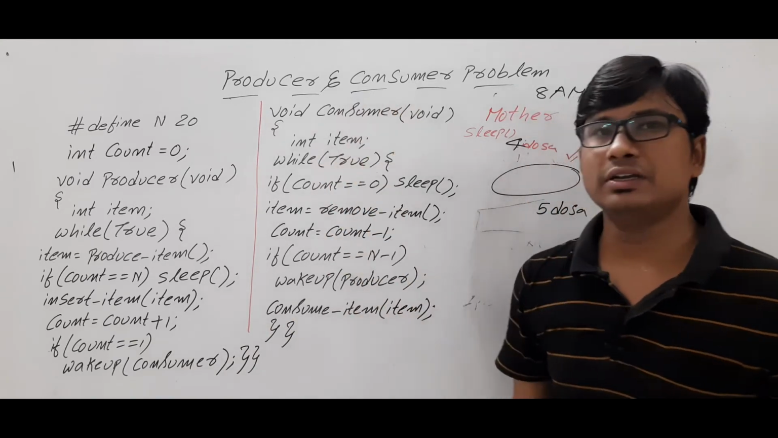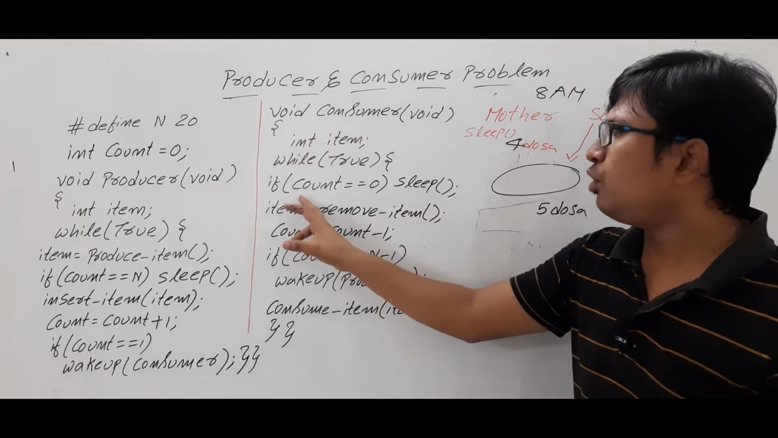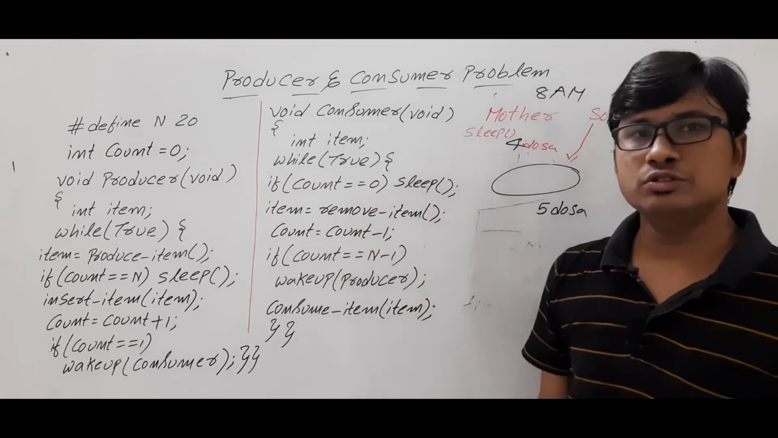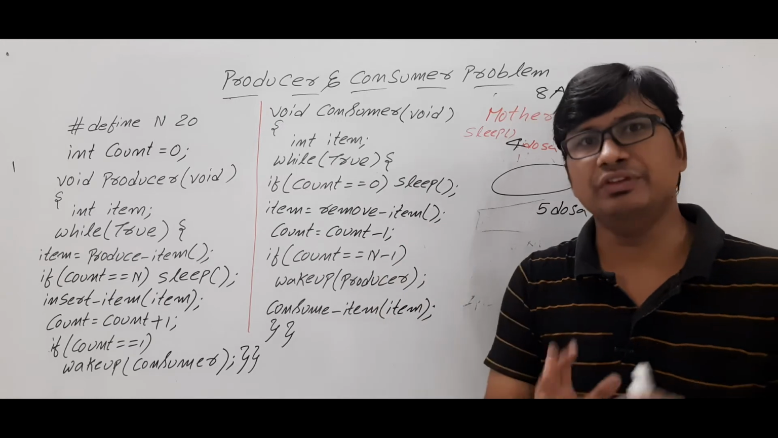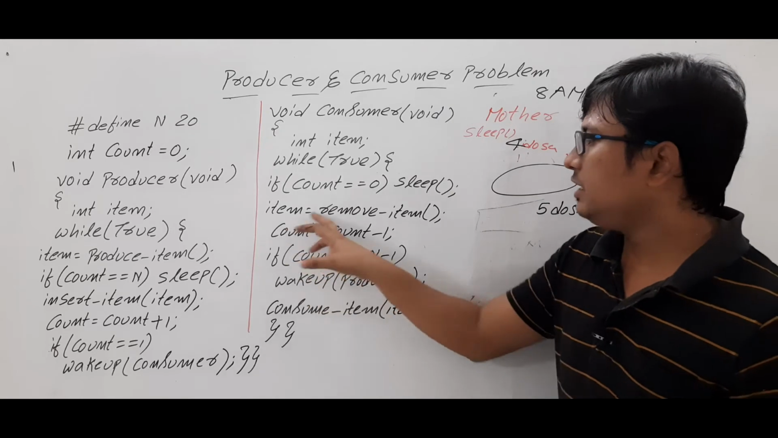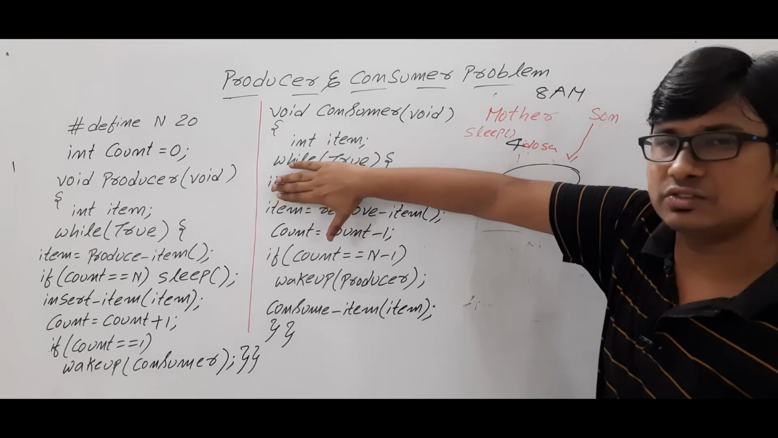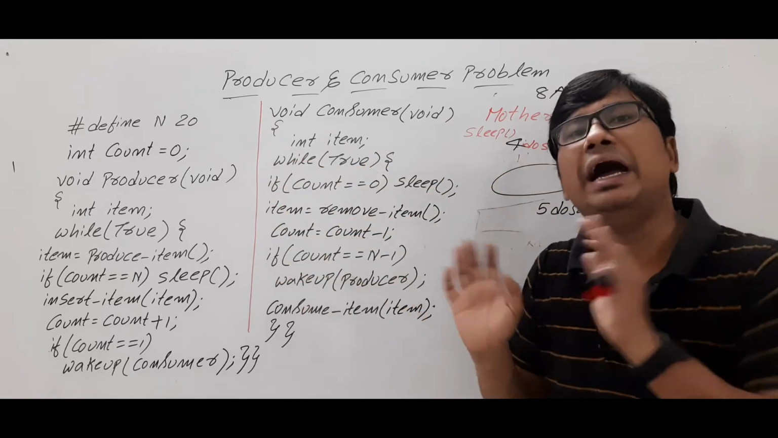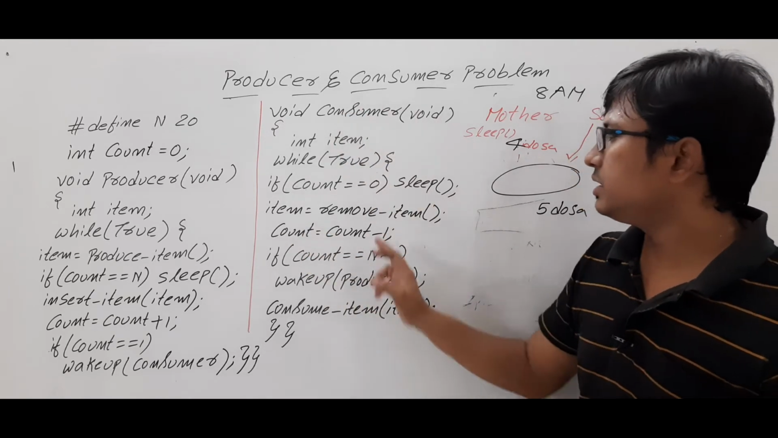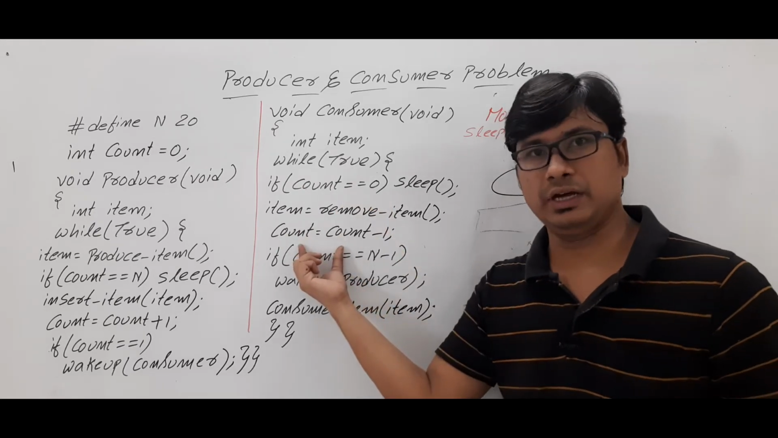Okay, now look at what the consumer's task is. int item, while true, if count is equal to 0, if there are no items in the buffer, what will the consumer do? He will go to sleep. Instead of waiting for the producer to produce some item, he will go and sleep. Okay, item is equal to remove_item, meaning that if count is not equal to 0, if this condition is false, then there are some items in the buffer. Then the duty of the consumer is to remove that item from the buffer and decrement the count. Am I right or wrong?